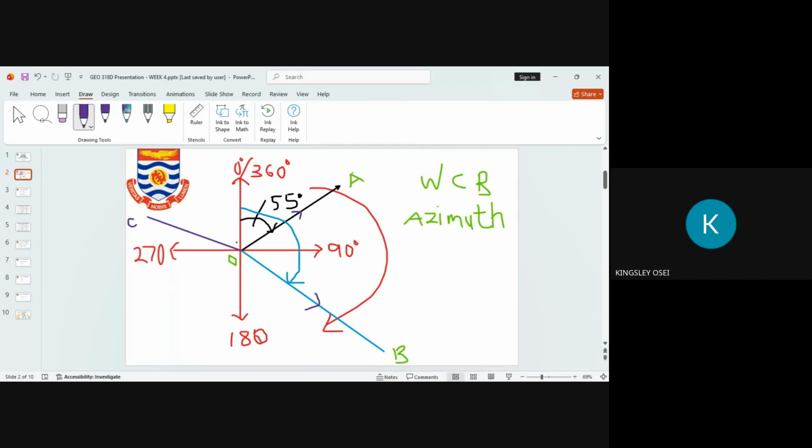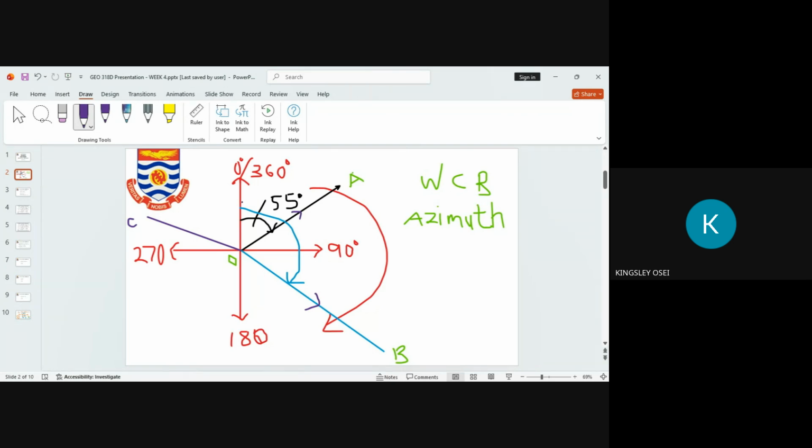So usually OA for this one: O is the start point, A is the end point. This is OB: O is the start point, B is the end point. They call it the start and destination, or source and destination, start and finish. So for line OC, what would we call the whole circle bearing?